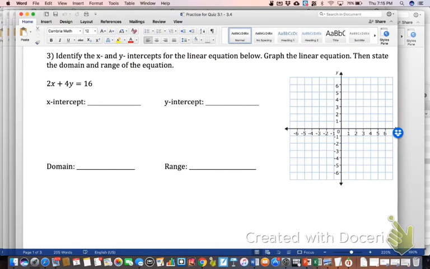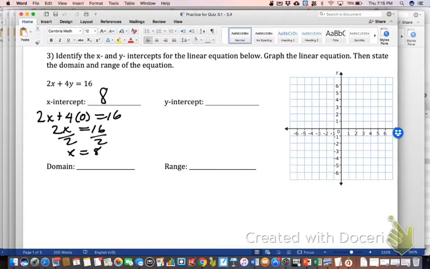For number 3, it's asking us to find the x and the y intercept. So we know to find the x-intercept, I'm going to substitute 0 in for y. So instead of 4 times y, it's 4 times 0. So really that leaves me with 2x is equal to 16. Divide both sides by 2. X is equal to 8.